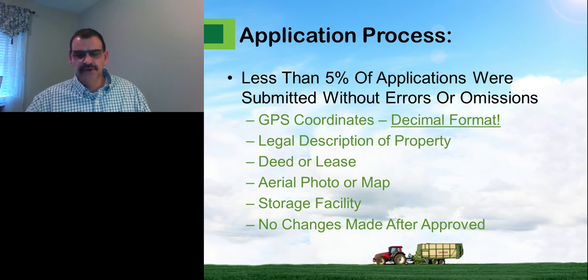Coordinates must be provided for each grow site, and a grow site is simply an area or a property where you intend to produce hemp. The coordinates are to be taken in the middle of a field or at the entrance to a greenhouse or a structure.